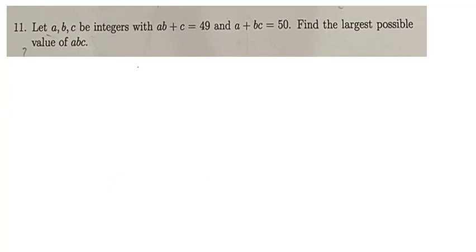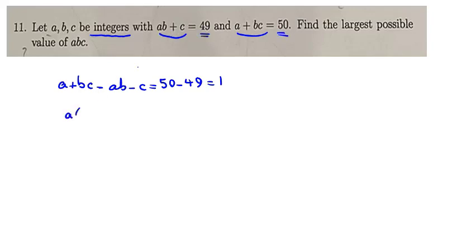Problem number 11. Let A, B, C be integers with AB plus C equal to 49 and A plus BC equal to 50. Find the largest possible value of ABC. So here, look, we have integers, so we should pay attention. If we subtract this from this, A plus BC minus AB minus C equals 50 minus 49, which will be 1.